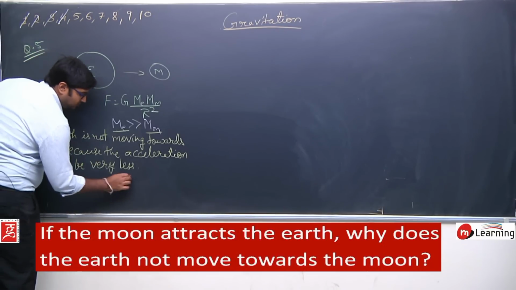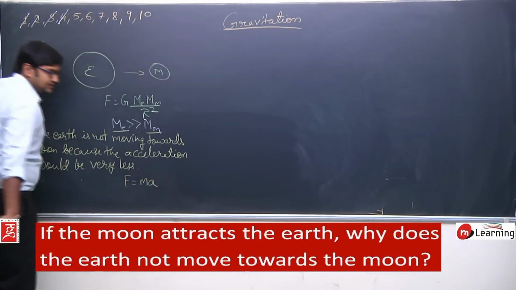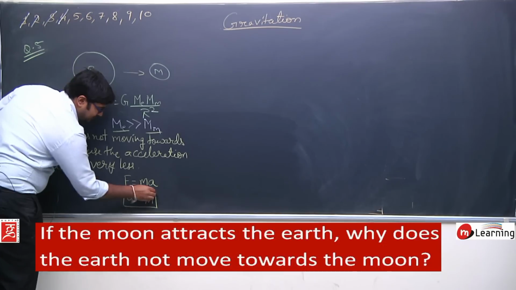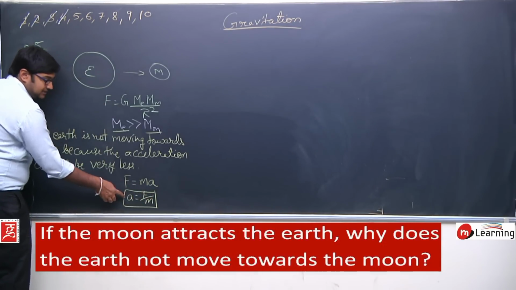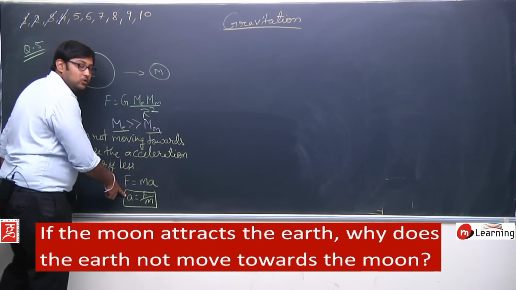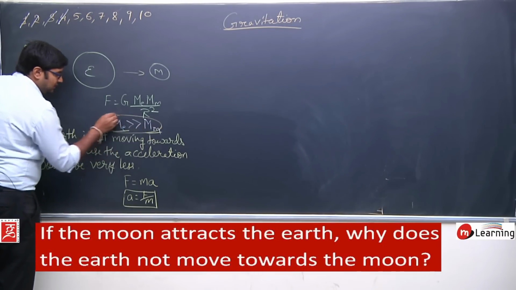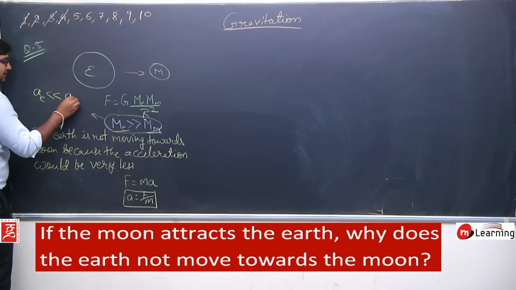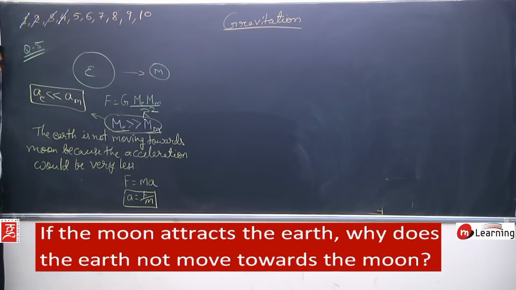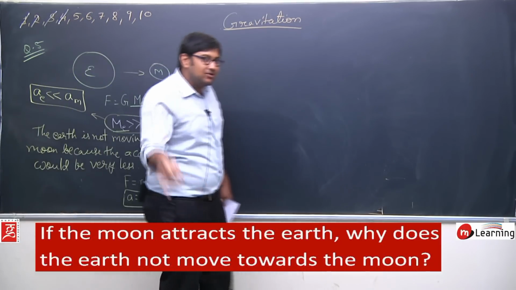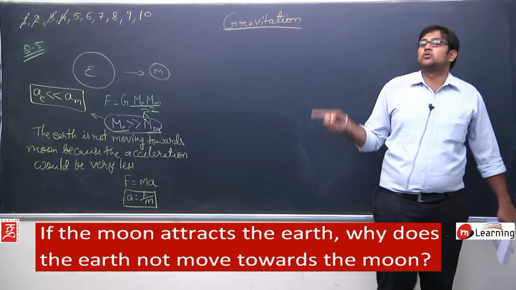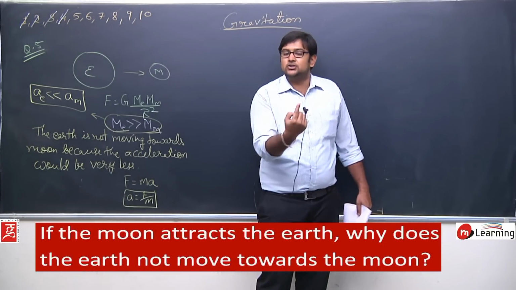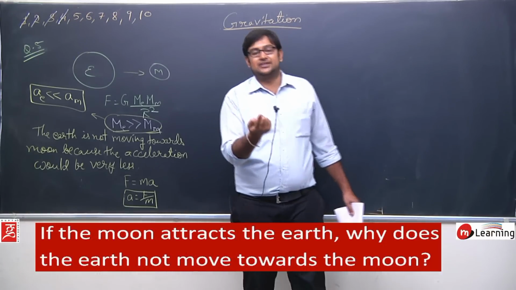So try to understand, force is basically mass into acceleration, which means acceleration is equal to force upon mass. Now we can see that if the mass is more, the acceleration would be less. If the mass is less, the acceleration would be more. So because of this, the acceleration of earth is much lesser compared to the acceleration of moon. This is the reason why the moon is revolving around the earth but the earth is not revolving around the moon. And because of the same reason, earth is revolving around the sun and sun is not revolving around the earth. This is the simple reason.